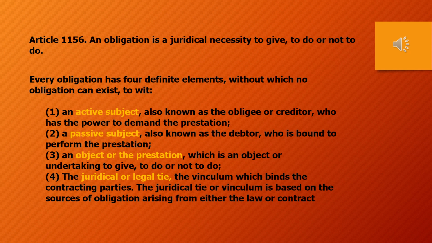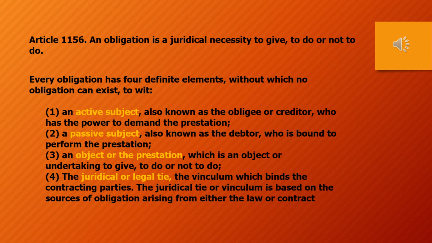Now, every obligation has four definite elements, without which no obligation can exist. We have the active subject, the passive subject, the object or the prestation, and the juridical or legal tie. Now, the active subject is known as the obligee or creditor, who has the power to demand the prestation. The creditor has the right to enforce the fulfillment of the obligation and the power to demand the prestation.